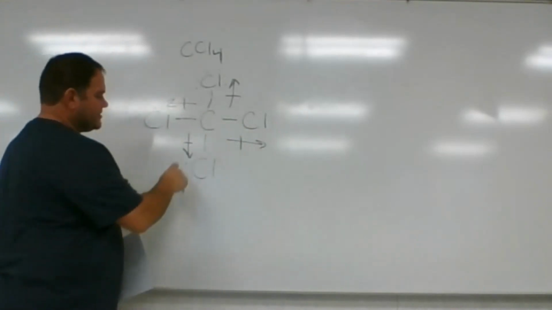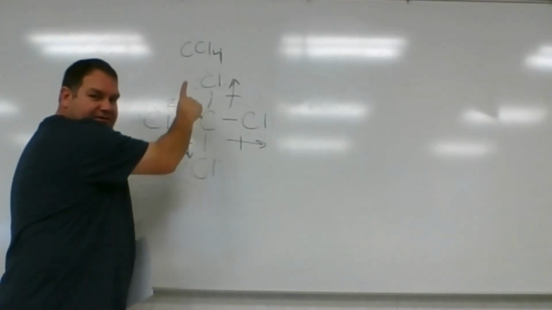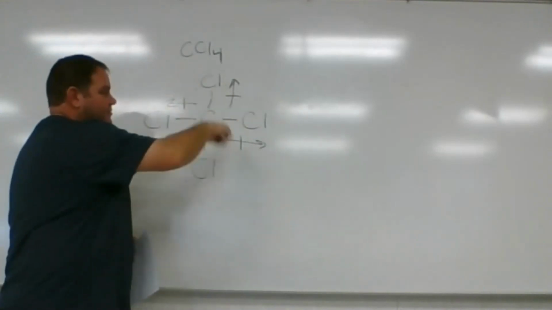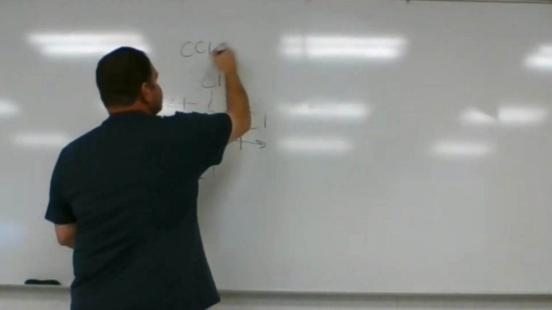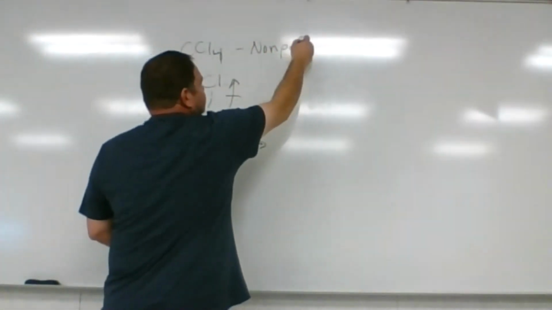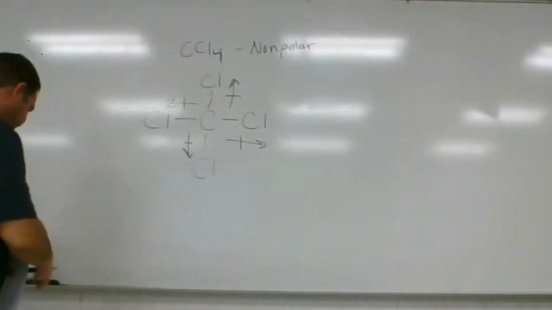So far, all the polarities canceled out. What about the other ones? This one is pointed down, this one is pointed up, so they are also going in opposite directions. So this dipole overall eliminates. What that tells us is that CCl4 is nonpolar, a nonpolar molecule.